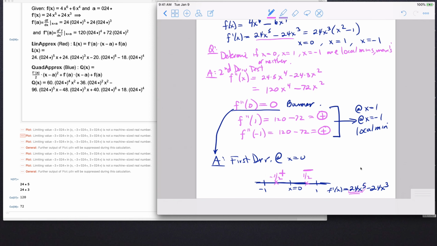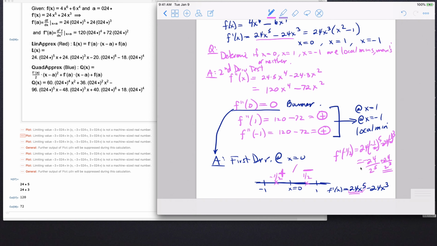That's my thinking. So let me look at this. F prime at -1/2: you'll get 24 times (-1/2) to the fifth minus 24 times (-1/2) cubed. So you get negative 24 over 2 to the fifth, positive 24 over 2 cubed, which is a number that is bigger than 24 over 2 to the fifth. So that's why you'll get a positive number.